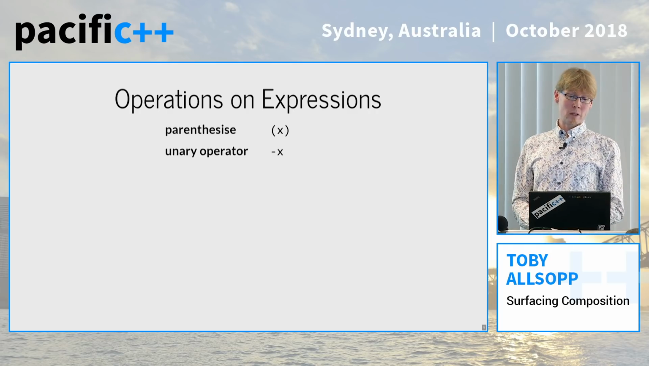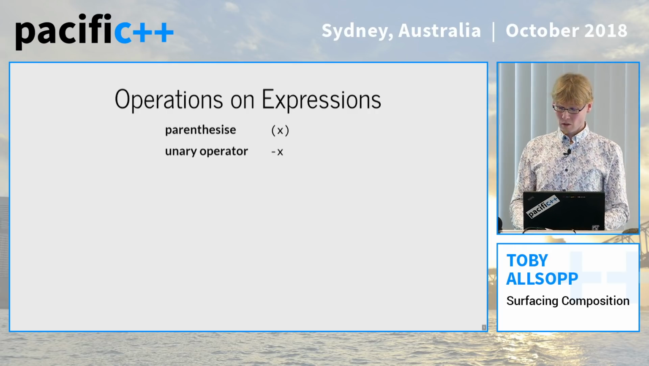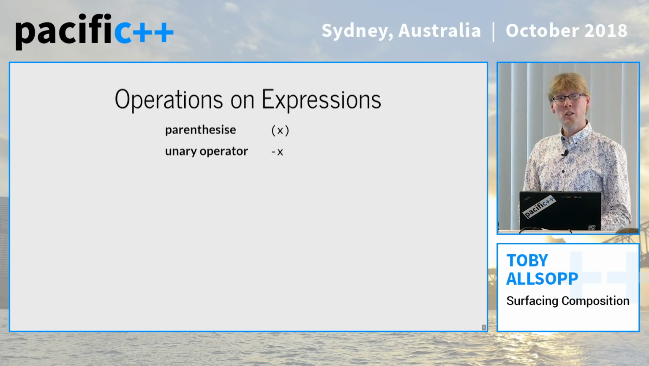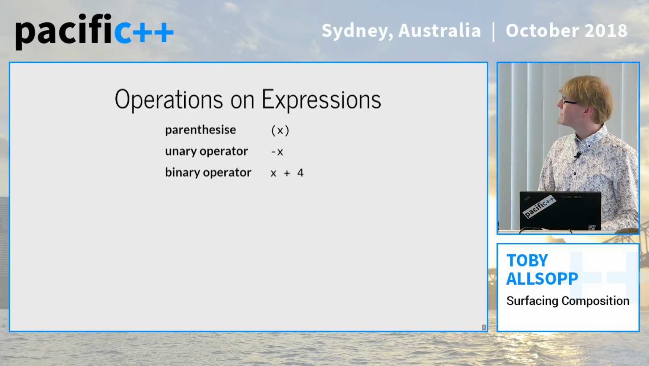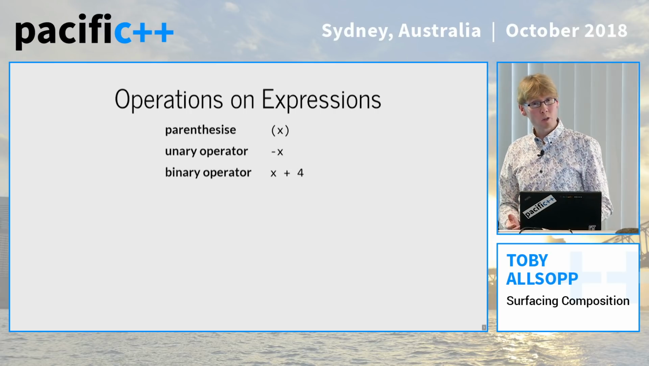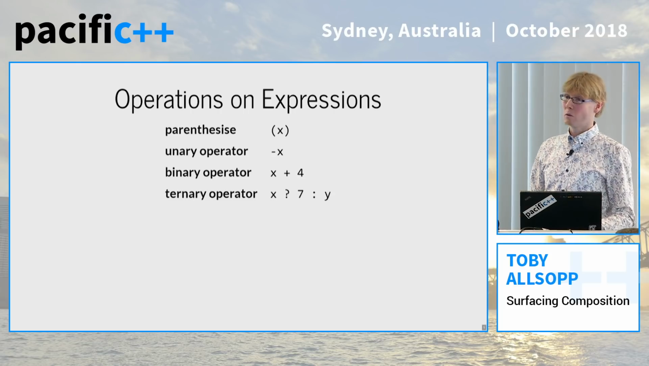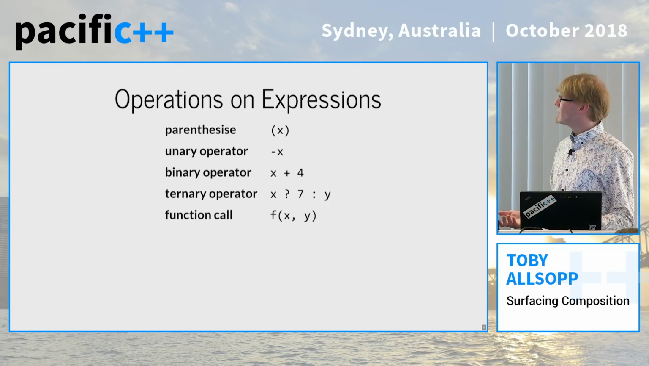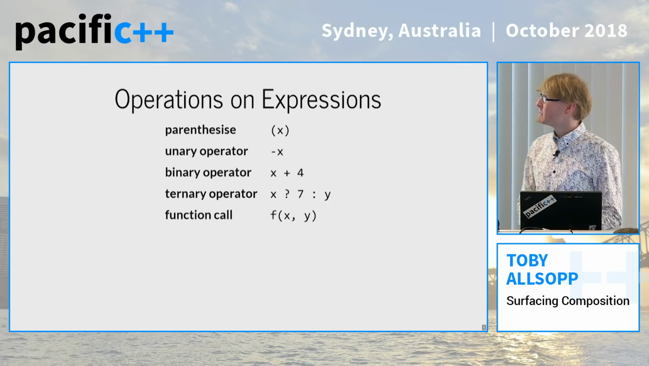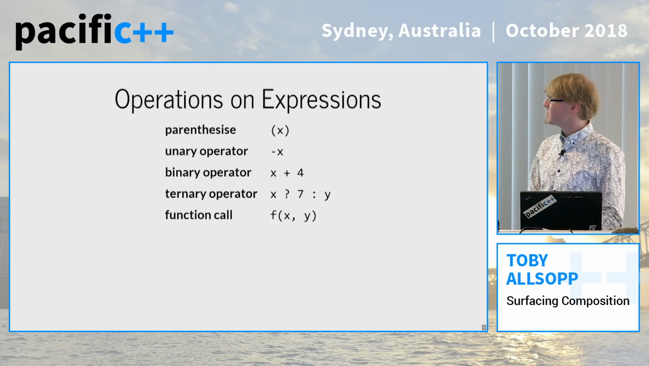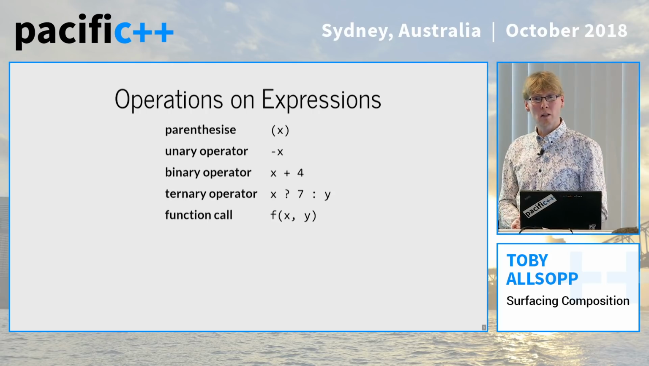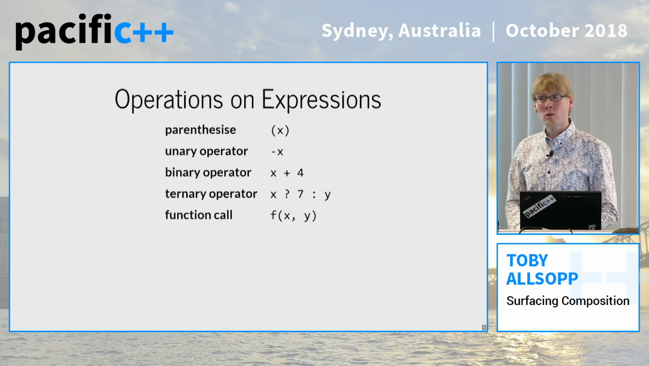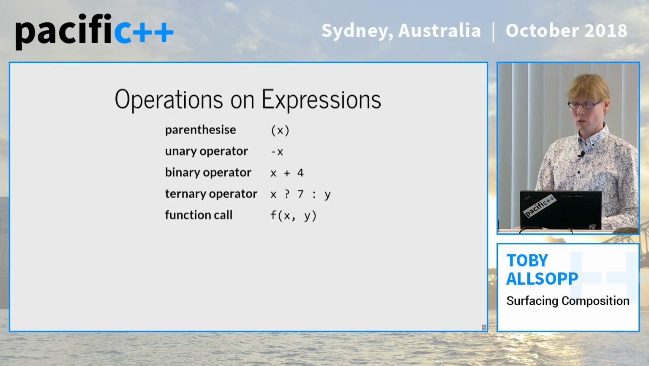So we can apply unary operators to expressions. A unary operator is an operation that takes one expression, gives us another expression. We can apply a binary operator, which takes two expressions, gives us another expression. We can apply a ternary operator, which takes three expressions, gives us another expression. Function calls are kind of like an n-ary operator. So they take an expression that gives you a function or something that's callable as a function, and then some arbitrary number of other expressions, and that gives you a new expression, a function call expression.